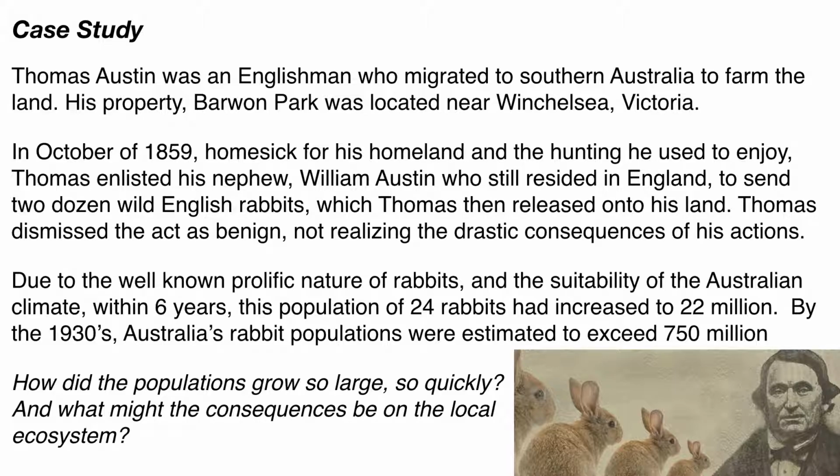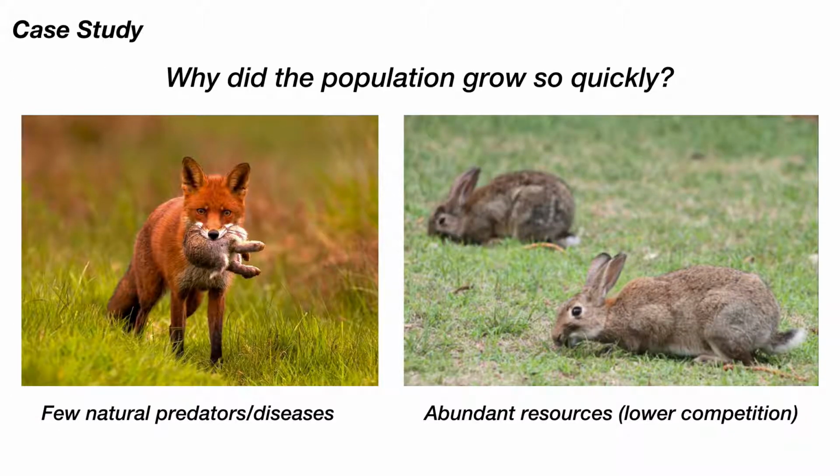Okay, I'm getting ready to move on. So pause if you haven't talked about it already. So why did the population grow so quickly? There are a number of reasons, but some things that you could have talked about were, first of all, the fact that they had few natural predators. There also weren't any natural diseases there. And this is really common in introduced species.